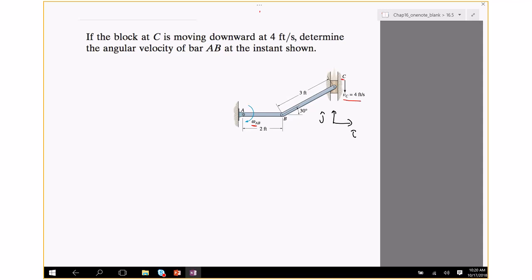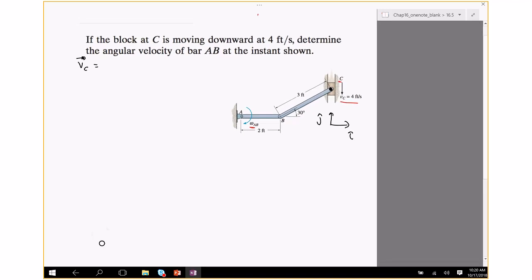Okay, so velocity of this point is given. We know velocity of C. And this problem actually did not have a coordinate frame defined, so I just defined I along the horizontal and J in the vertical. And that's important. Unless you do that, you cannot write expressions for the velocity. So VC is, well, it's downwards, so it's in the negative J direction. So I would write minus 4 J for the velocity of C.